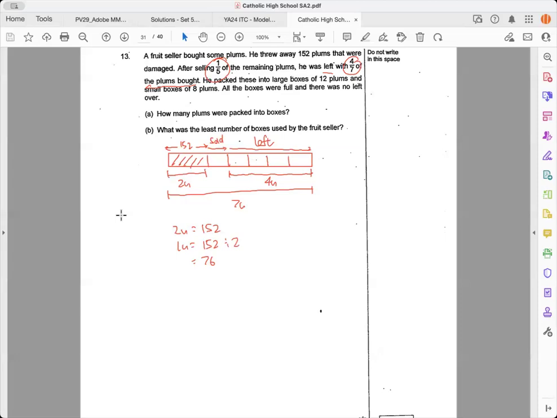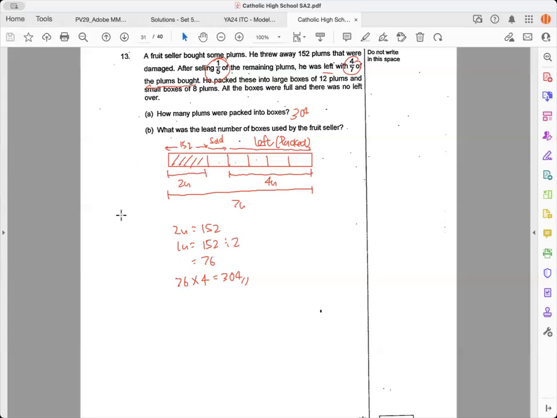How many plums were packed into boxes? Take note, only these are packed in boxes. These are packed. The left are packed. This 152 is sold. This is sold. 152 is rotten, thrown away. So only 4 units is packed. So 76 multiplied by 4 will be the answer. 304.